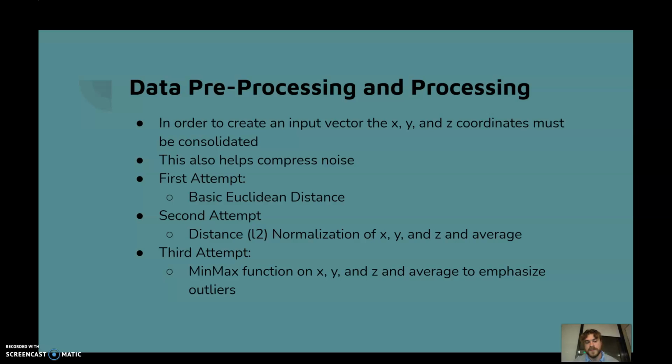So my first attempt was just to use basic Euclidean distance. It's my first instinct to do, taking distance from the origin. And that was relatively good, and we'll talk a little bit more about what kind of issues that posed later. The second attempt was the distance normalization of X, Y, and Z, and taking the average.